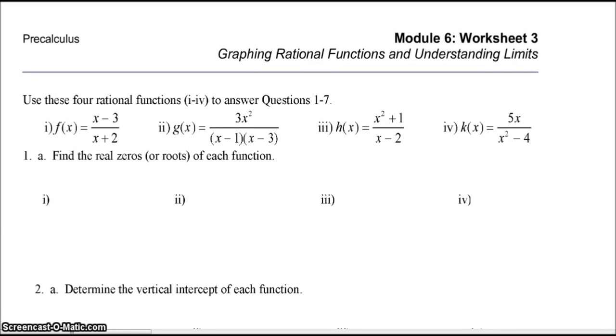Module 6, Investigation 3, Graphing Rational Functions and Understanding Limits. Use these four rational functions, 1 through 4, to answer the questions 1 through 7.